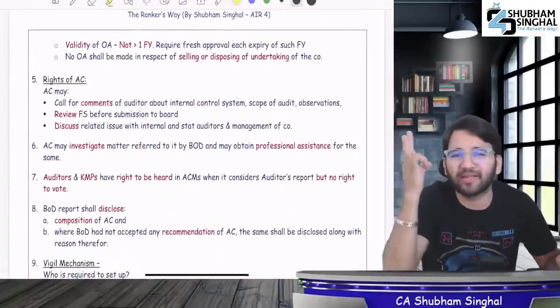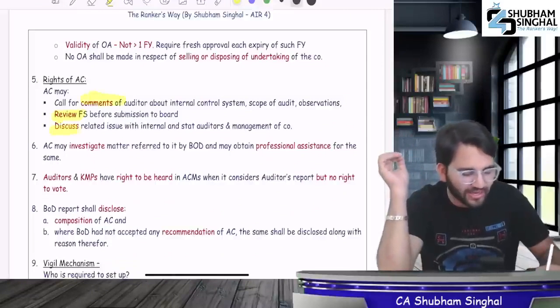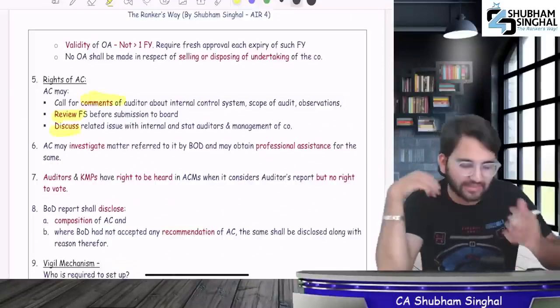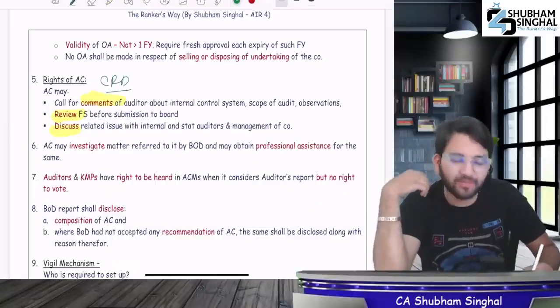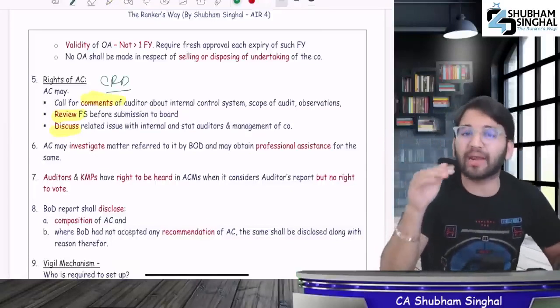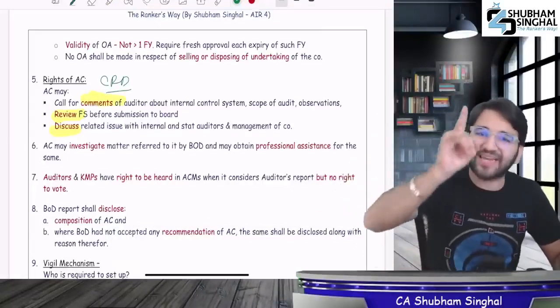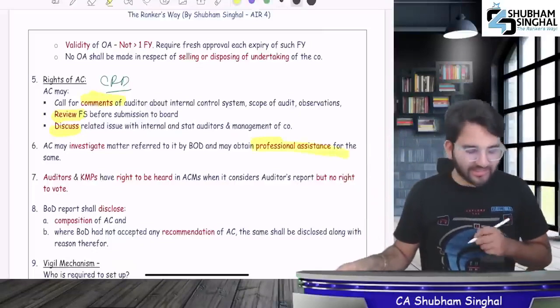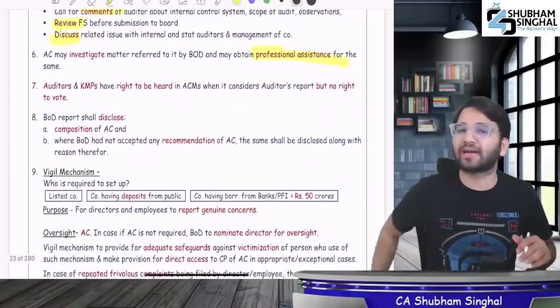Remember three things about the rights of the audit committee. It can ask for comments, review the financial statements and discuss them. The audit committee can request comments, review and discuss them. After that, if some kind of investigation is required, you can investigate as well. And you can get professional assistance for that and hire people from outside.